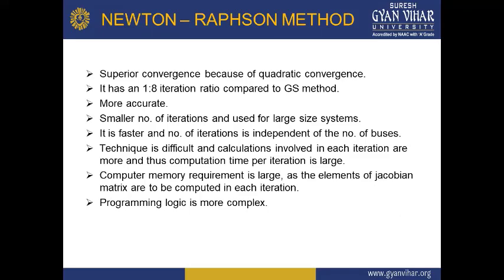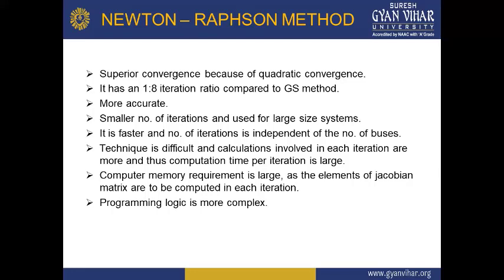Next is the Newton-Raphson method, which has superior convergence because of the quadratic convergence. It has a 1:8 iteration ratio compared to the Gauss-Seidel method. So you can see that a large number of iterations is not required in the Newton-Raphson method, and it also provides more accurate results compared to the Gauss-Seidel method.